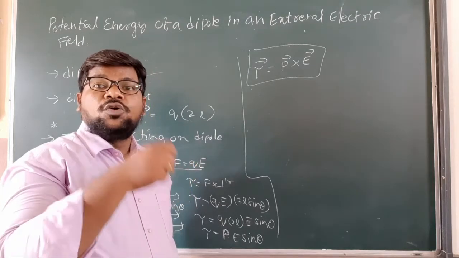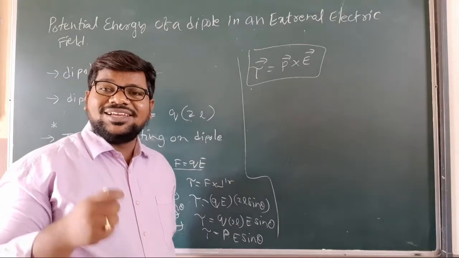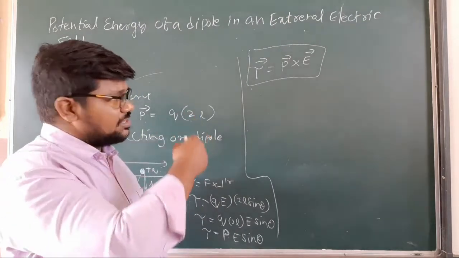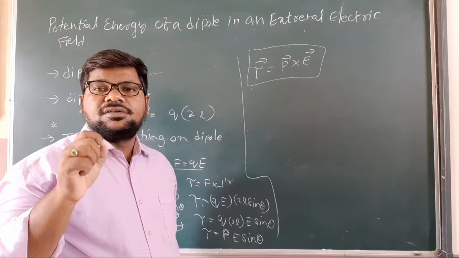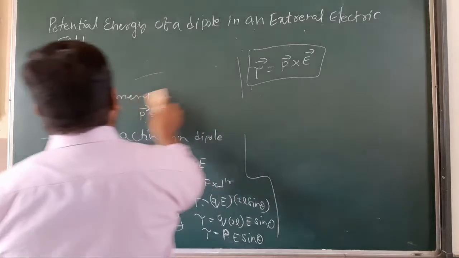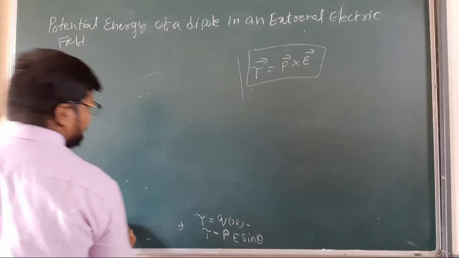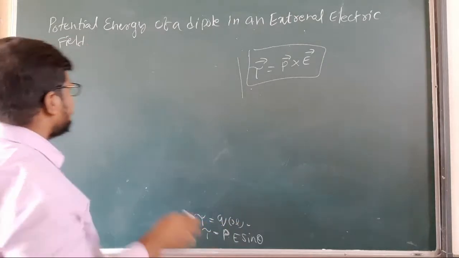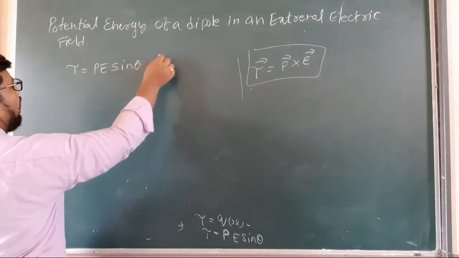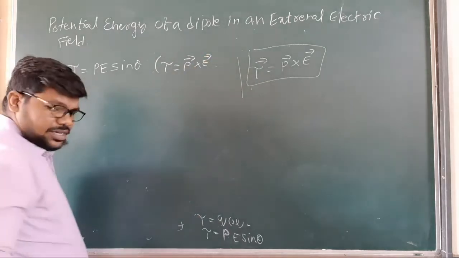From this we need to find the potential energy of a dipole in an external electric field. This entire derivation is from the previous chapter, so we need to take this equation. What is the torque? Torque is equal to P E sin theta, or tau bar is equal to P bar cross E bar.